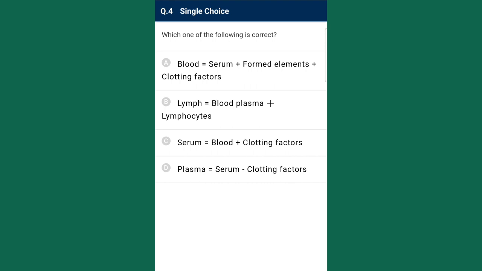Question number 4. Which one of the following is correct? Blood is a liquid connective tissue. There are two major components of blood: 55% of blood is made up of plasma, 45% is made up of formed elements. Blood makes up 8% of human body weight. It contains erythrocytes, leukocytes, thrombocytes and plasma. The rest consists of liquid plasma, so it includes water, plasma proteins, electrolytes. So the answer is option A. Blood is serum plus formed elements plus clotting factors. This is the correct one.